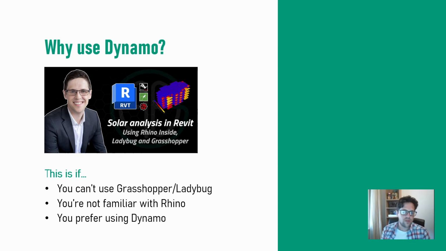But this is a good workflow if you either can't access or use Grasshopper or Ladybug for various reasons. Maybe you're just not very familiar with Rhino or don't really feel like learning it, or you prefer to use Dynamo. But I highly endorse learning both approaches. In my opinion, Ladybug and Grasshopper is industry standard for sun hour analysis.